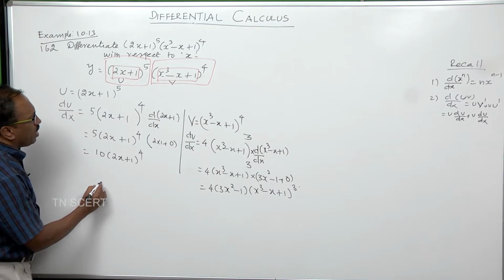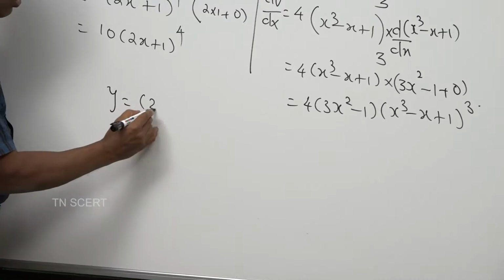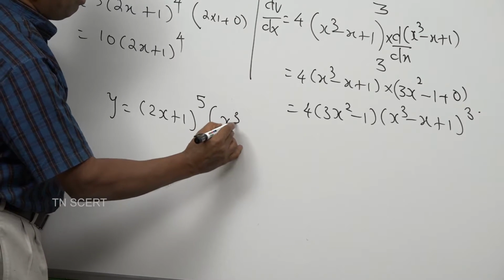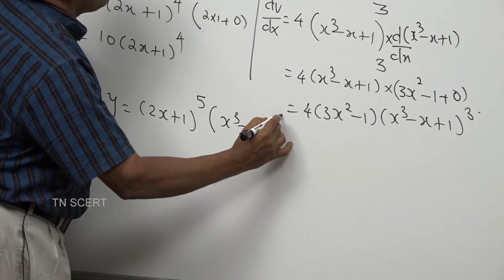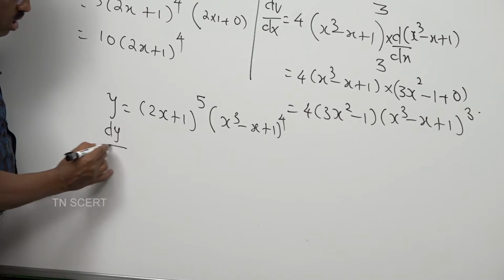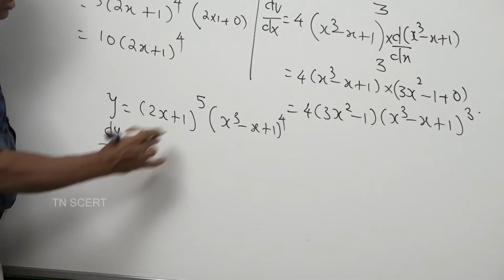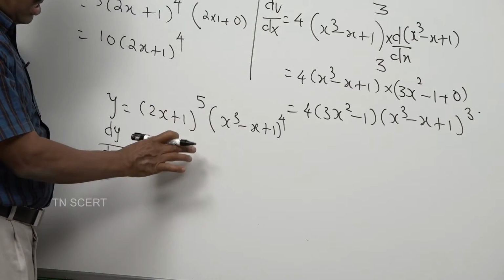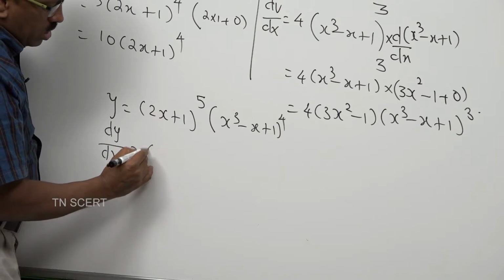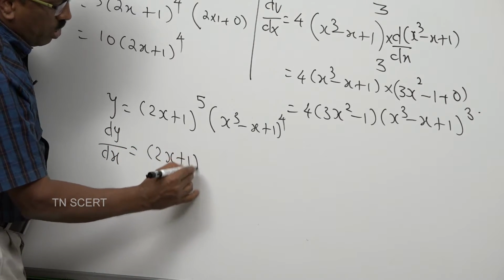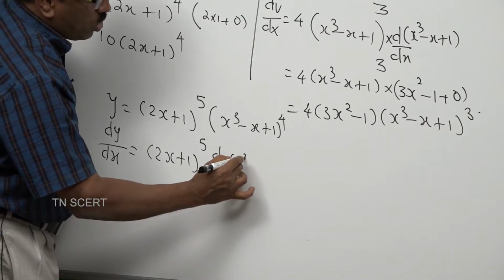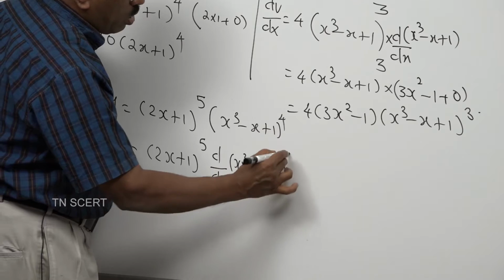So what is the formula? What is the problem? 2x plus 1 whole power 5 into x cube minus x plus 1 whole power 4. Differentiate y with respect to x. As I told you, keep this and differentiate that. So keep this, that is 2x plus 1 whole power 5, and the differentiation of x cube minus x plus 1 whole power 4.